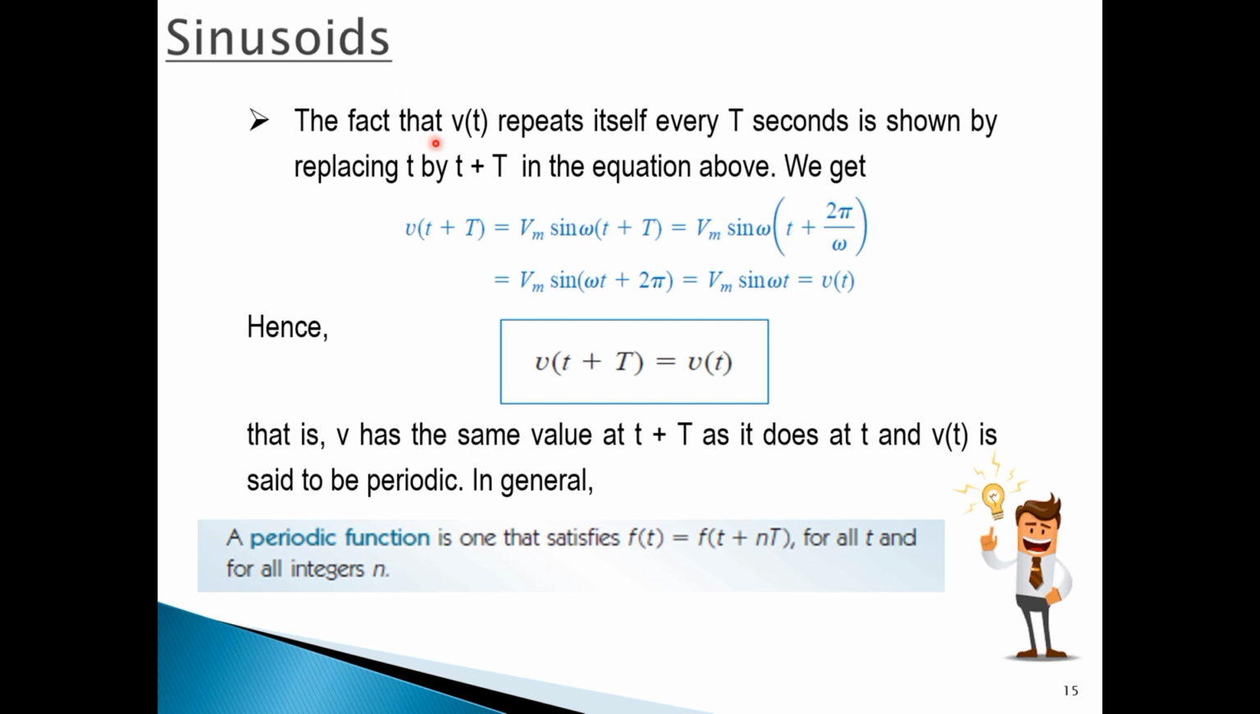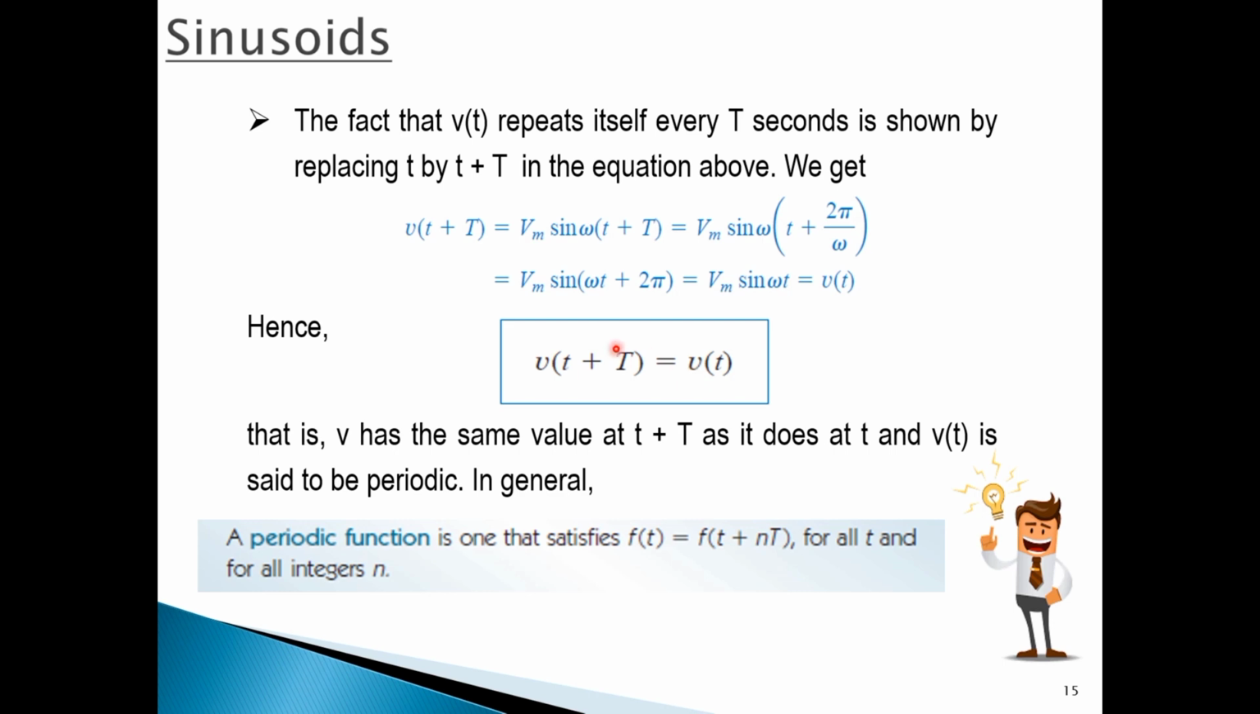The fact that v of t repeats itself every T seconds is shown by replacing t by t plus capital T in the equation above. So we get v of t plus T is equal to Vm sine omega of t plus T, which is equal to Vm sine omega of t plus, replacing the capital T by 2 pi over omega, so Vm sine omega t plus 2 pi, that's equal to Vm sine omega t, or equal to v of t. Hence, v of t plus capital T is also equal to v of t.